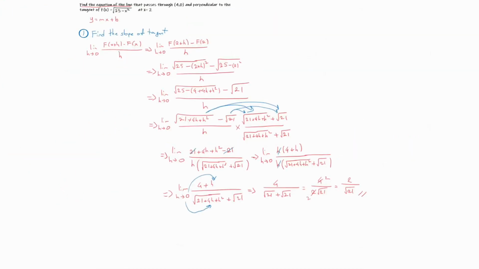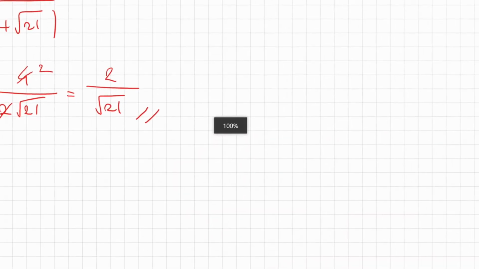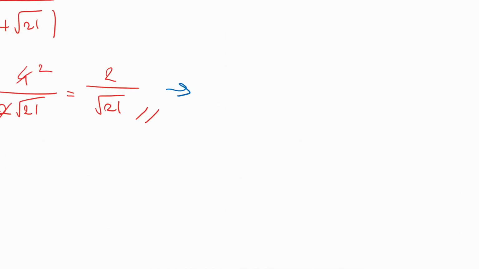Now that I found the slope of the tangent, I'm going to find the perpendicular to the tangent. So when I said how we're going to find the perpendicular, I said use the negative reciprocal. So that's exactly what we're going to do. Taking the negative reciprocal, we're just going to change the sign. Because this is positive, I'm going to say negative, and you just need to flip it. So now I am left with negative root 21 over 2. So this is my negative reciprocal, so this will be my slope.